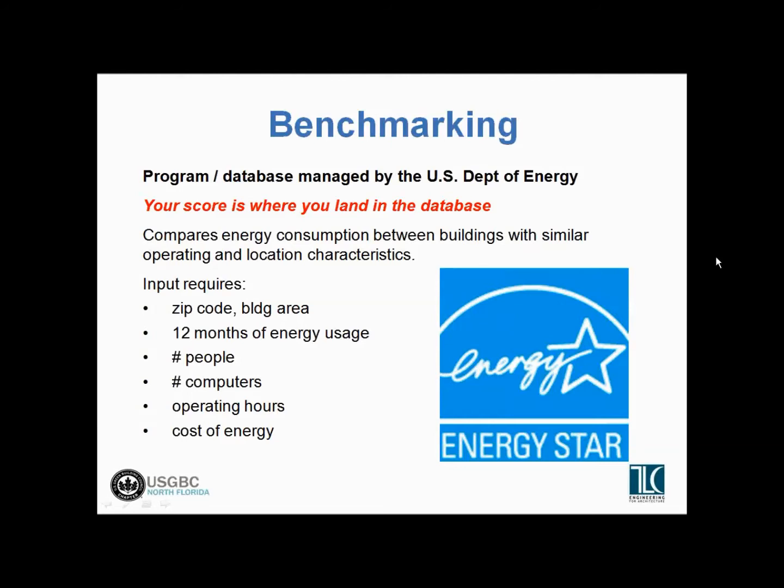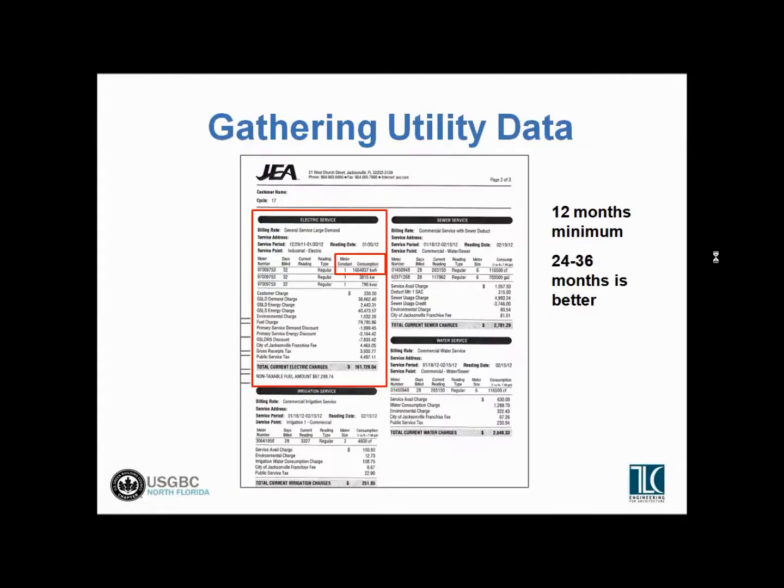The number of people in the building and the number of computers, basically the occupancy, the operating hours per week, and the cost of the different energy sources. And if you don't know the cost, how many cents per kWh of electricity you're using, that's okay. It'll put in default average values for your area. So the first thing you want to do is start gathering that information, especially the 12 months of utility bills, so that you can pull the data.